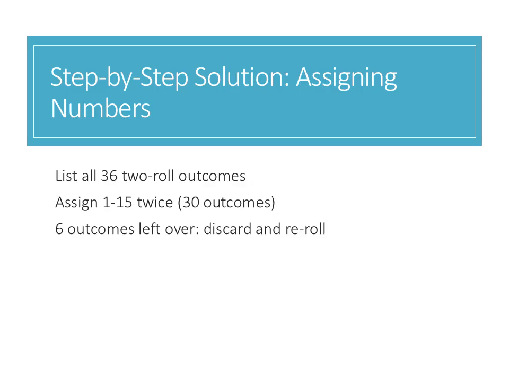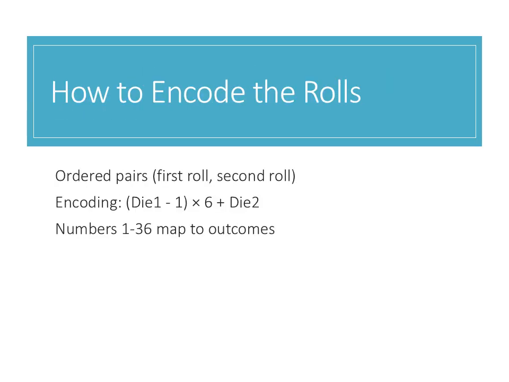In this way, each number from 1 to 15 has exactly 2 out of 36 chances in every try. And since 2 divided by 36 is 1 divided by 18, but since we retry on leftovers, the actual probability normalizes to 1 divided by 15 for each outcome. To keep things precise, here's a method for encoding each 2-dice roll as a unique number from 1 to 36 based on what the dice got.